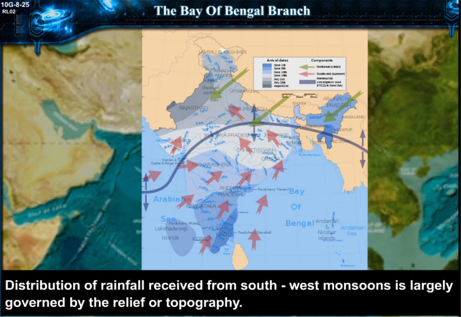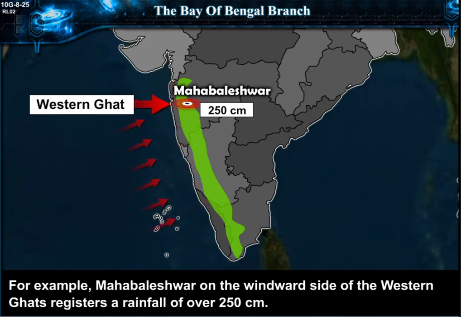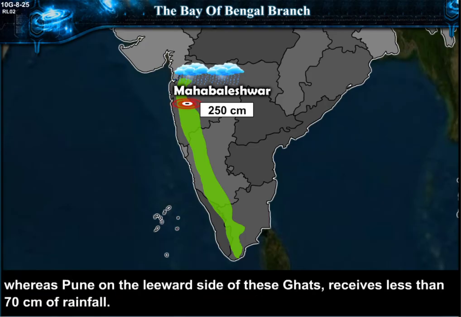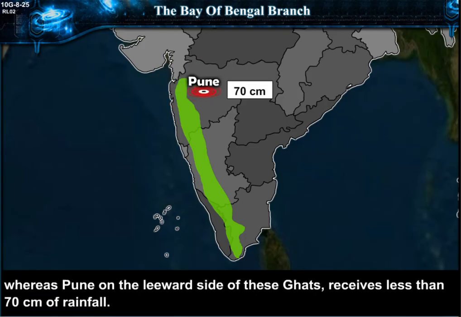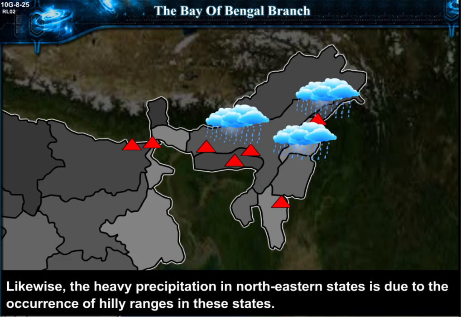Distribution of rainfall received from southwest monsoons is largely governed by the relief of topography. For example, Mahabaleshwar on the windward side of the Western Ghats registers a rainfall of over 250 centimeters, whereas Pune on the leeward side of these Ghats receives less than 70 centimeters of rainfall. Likewise, the heavy precipitation in northeastern states is due to the occurrence of hilly ranges in these states.